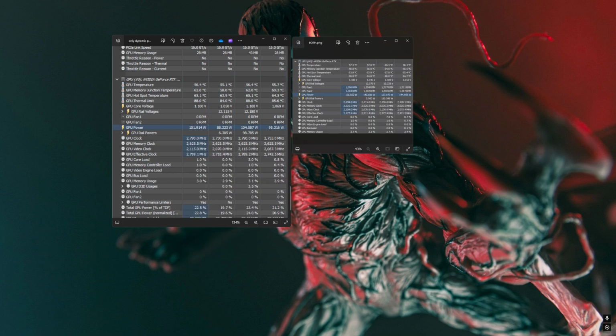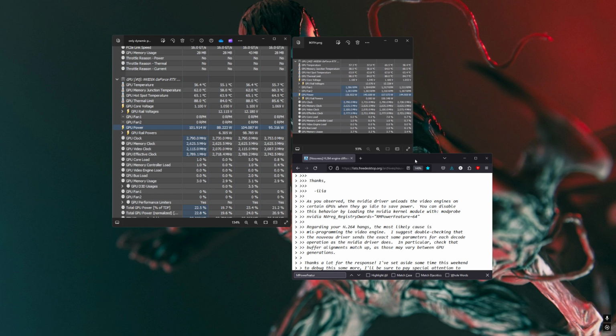Now, what is RM power feature? Because you're probably wondering, what does that DWORD actually do? Well, here's some documentation from somebody else that also had some interesting information. I can back this up with more documentation from Nvidia. As you observe, the Nvidia driver unloads the video engines on certain GPUs when they go idle to save power. So this is a form of power saving. You can disable this behavior by loading the Nvidia kernel module.